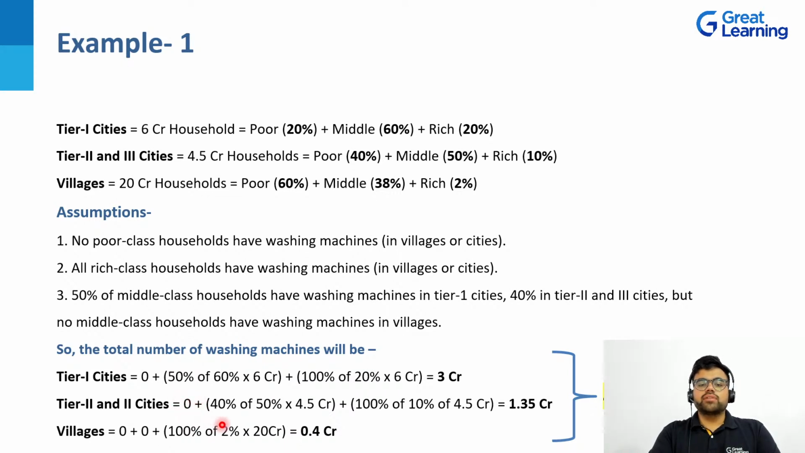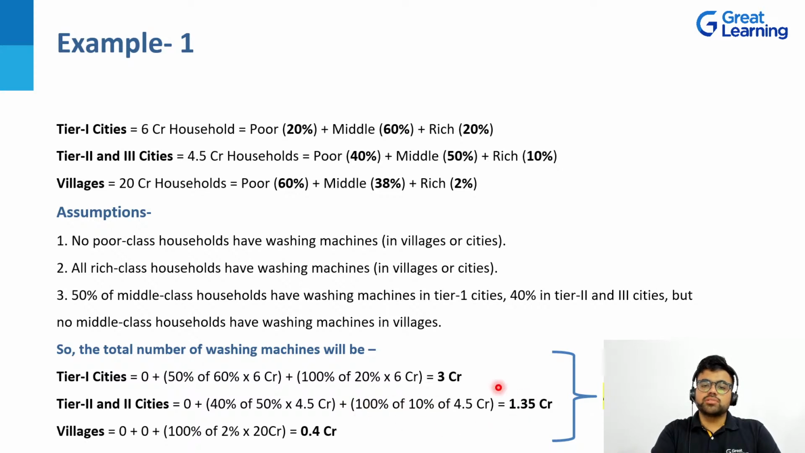Then we'll consider that 40%, right? We consider this here. 40% in tier 2 and tier 3 cities own washing machine. Okay. So in tier 2 and tier 3 cities, we have considered 50% to be of middle class. So 50% of 4.5 crore will give us the absolute number in crores. How much is that population? Then out of that population, 40% would own washing machines. So this particular second part will give you the middle class one.